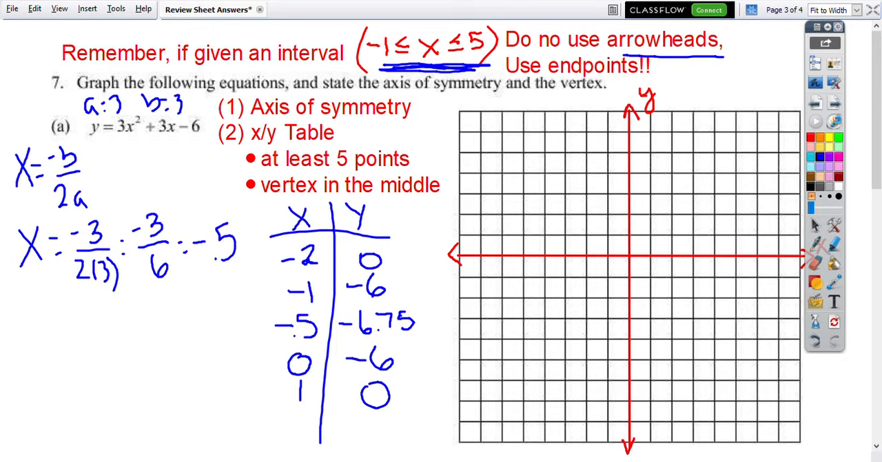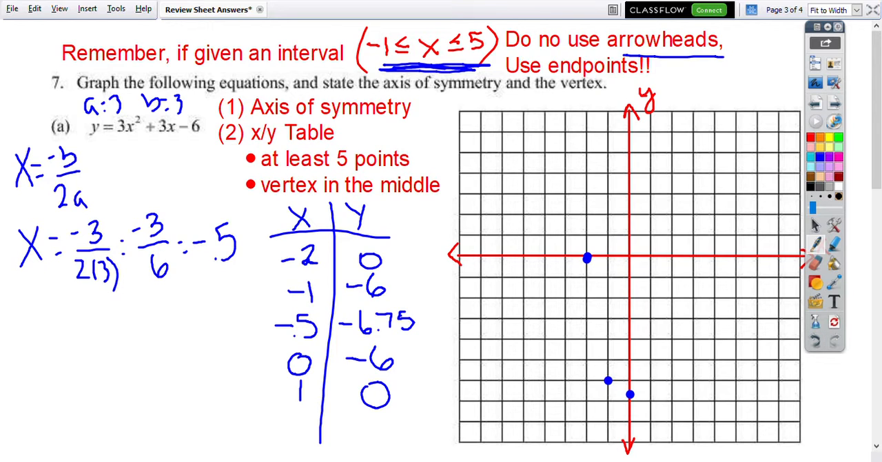All right, we're going to graph those points. So negative 2, 0 is right there. Okay, negative 1 is negative 6. 1, 2, 3, 4, 5, 6. The next one is negative 6.75. So somewhere in between these two values, where negative 6 and negative 7 go, is where we're going to put those down. All right, so somewhere right about, oh, that's a little too much there.